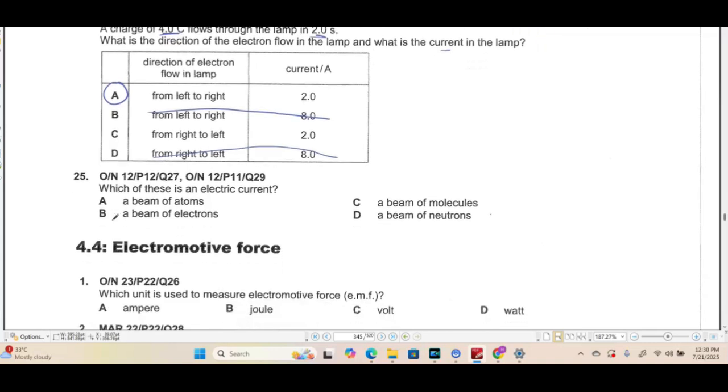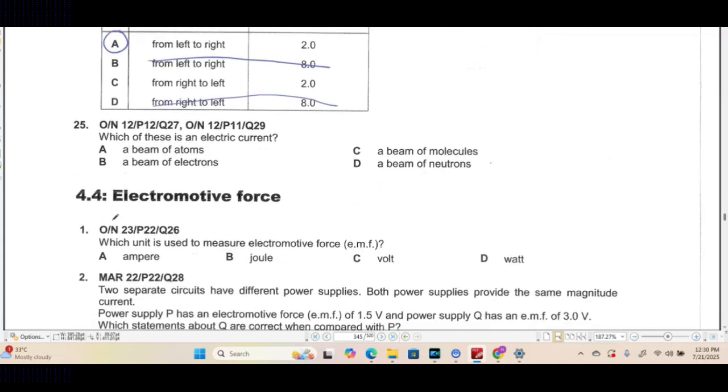Question number 25, which is the last question. Which of these is an electric current? A beam of atoms, a beam of electrons. Yes, a beam of electrons, obviously. A beam of molecules, a beam of neutrons isn't current. So this brings us to the end of our topic.